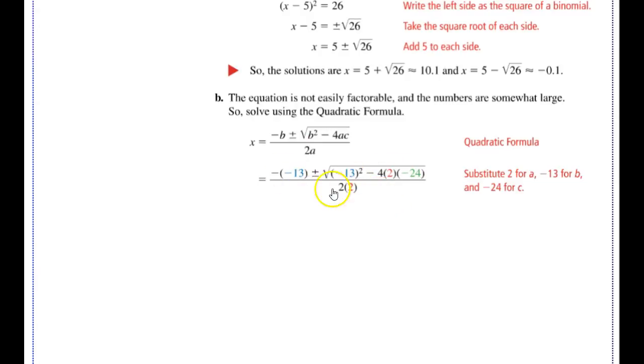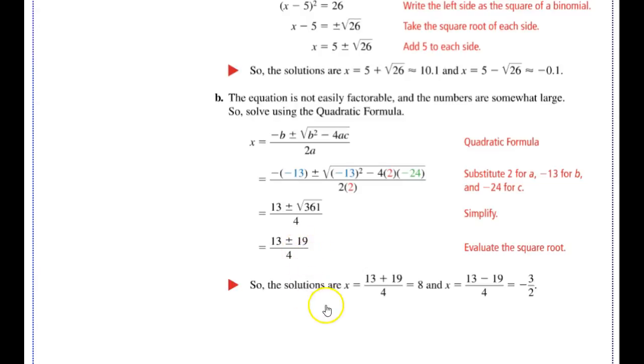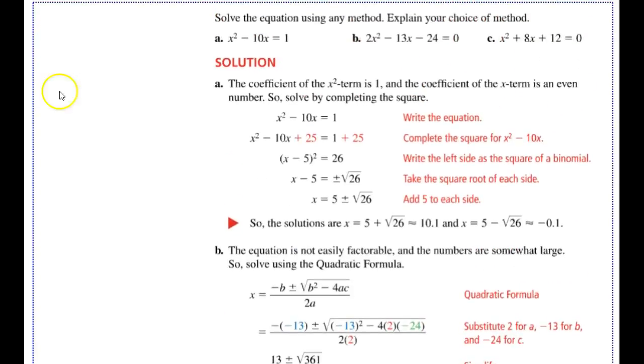Then I go ahead and substitute my values in, and I can simplify. I figure out, is this a perfect square? Which it is. 361 is a perfect square. So my solutions are 13 plus 19 divided by 4, and then 13 minus 19 divided by 4. So my two solutions are 8 and negative 3 over 2. So now let's look at C.